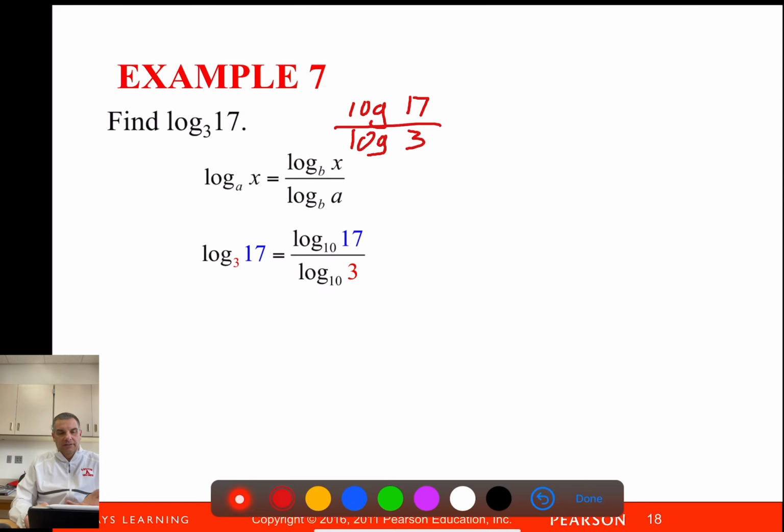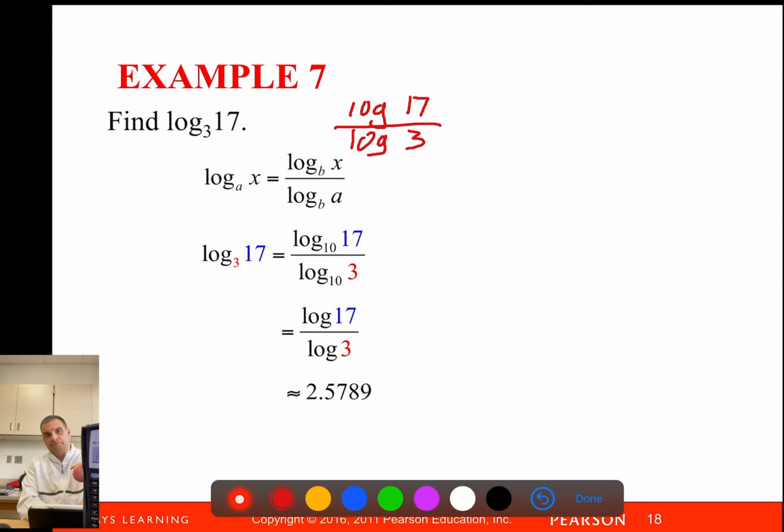They write it all out. They put a 10 there. We don't need to put the 10 there. It's understood to be there. The log of 17 divided by the log of 3 is approximately 2.5789. Again, check it on your calculator. Log of 17 divided by log of 3. That's what I got.